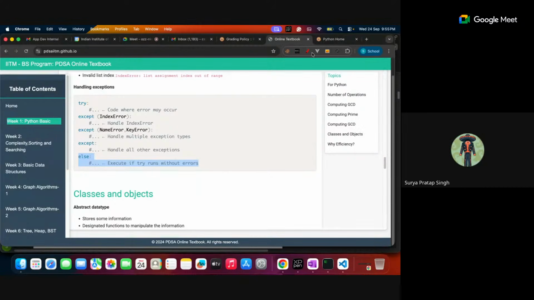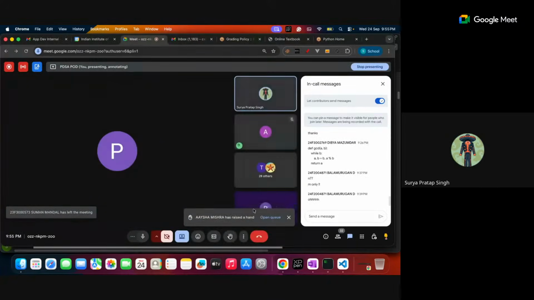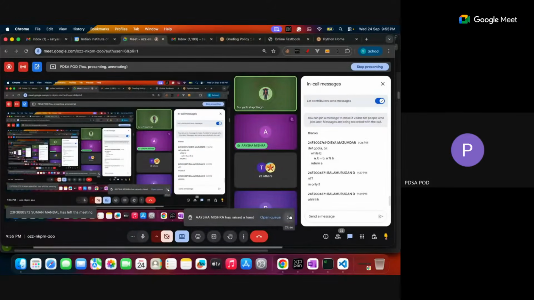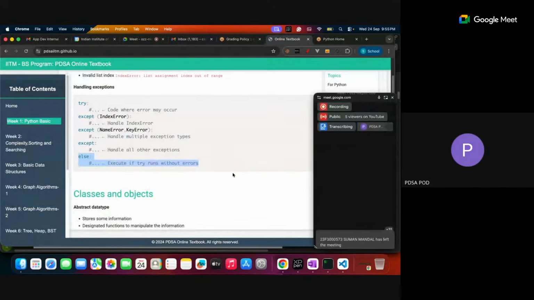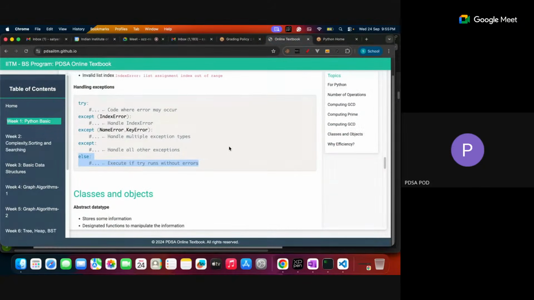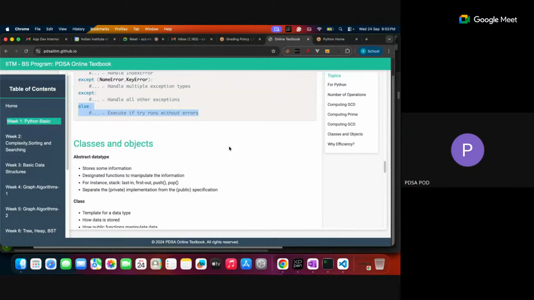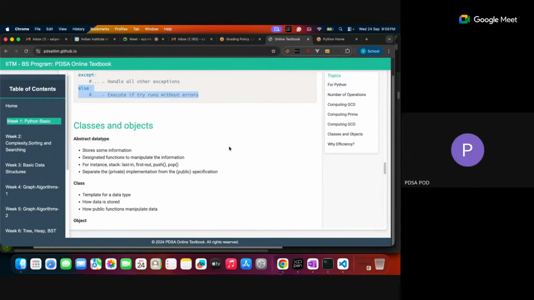Sir, are you sharing your screen? Is it not visible? Like the classes and objects part you are sharing? Yeah, it's there in the same documentation. Okay. Wait. Here it's a documentation. Before I scroll, I just want to talk about that. Okay. Sorry. Yeah, this is okay. This is whatever I said. It's an abstract data type, a user-defined data type you are creating.